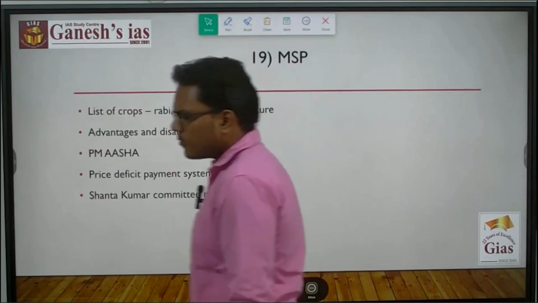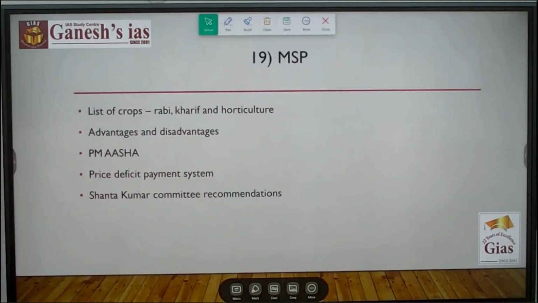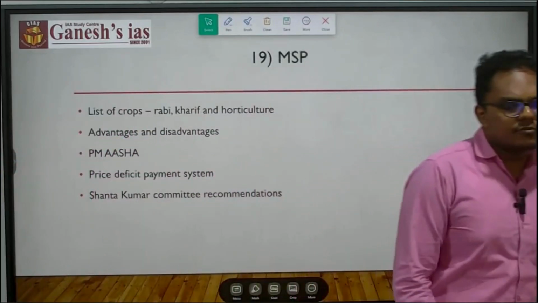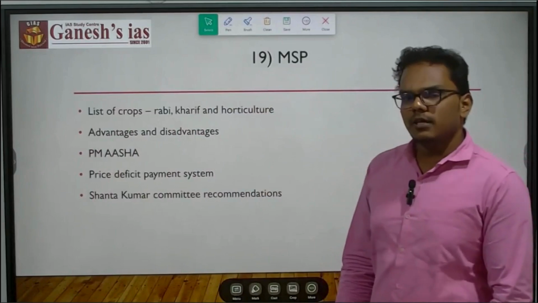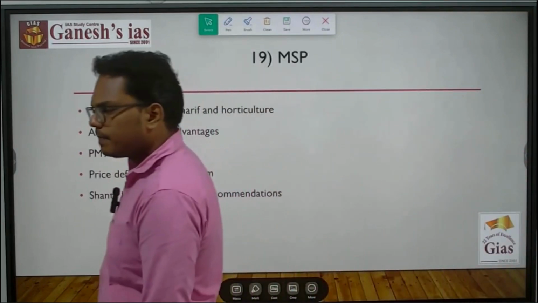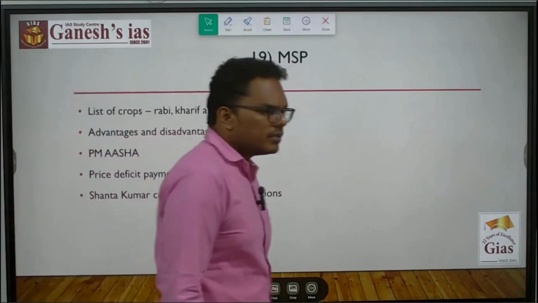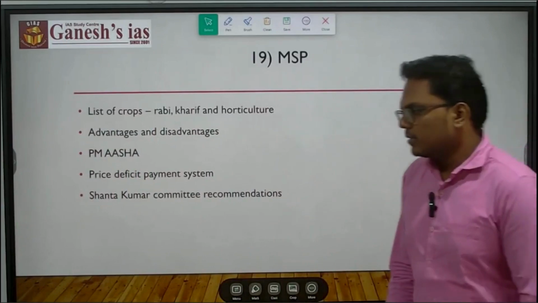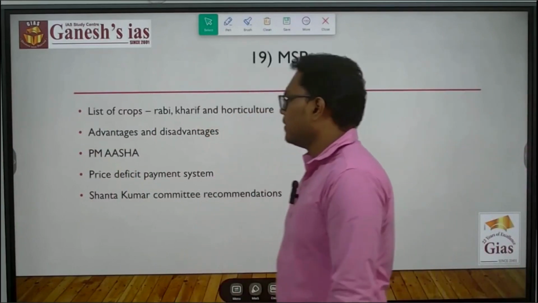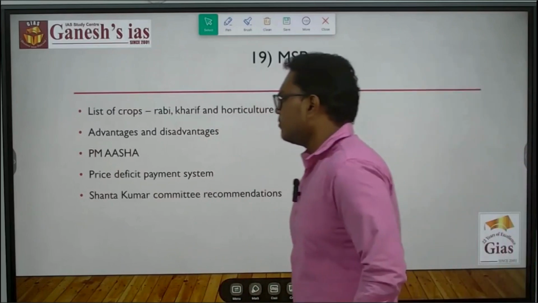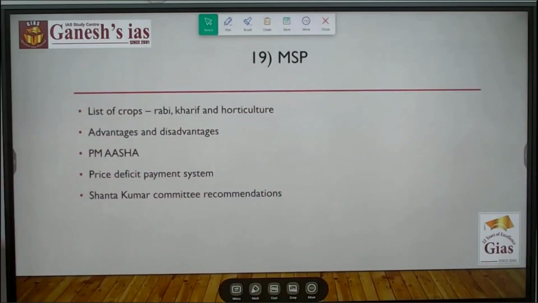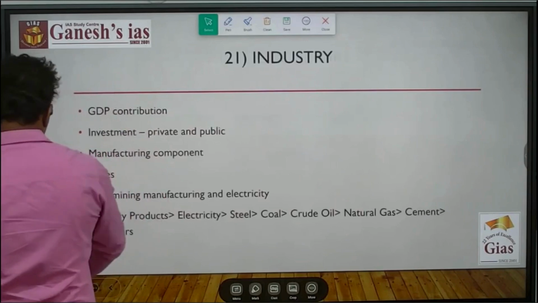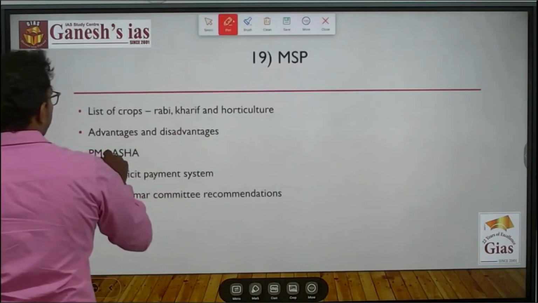Next comes your minimum support price. This is there in news because you had farmers protests again this year in February. You had farmers protesting on the borders of Delhi. I think when I had gone for my civil service interview in February, when I landed on Feb 13th, we had farmers protest in and around Delhi in UP. So you can expect a question.